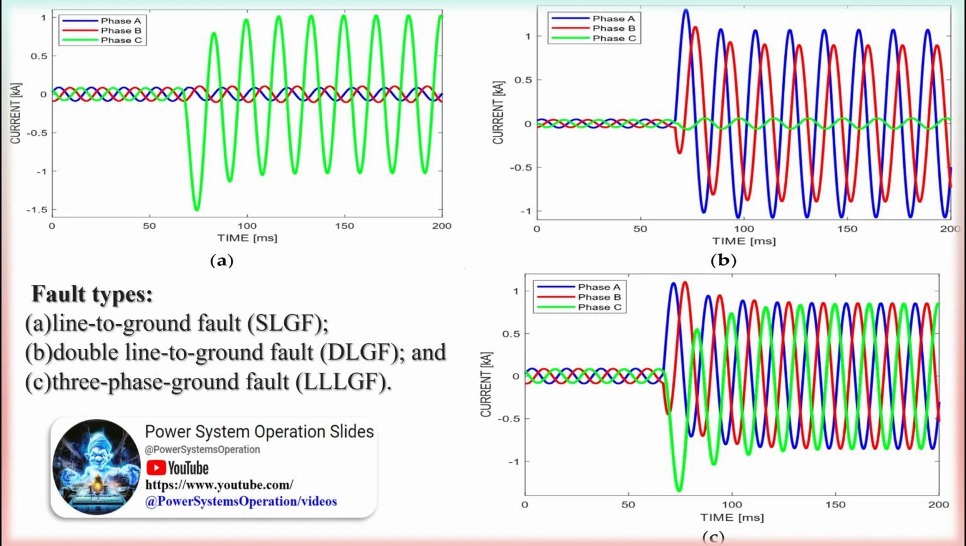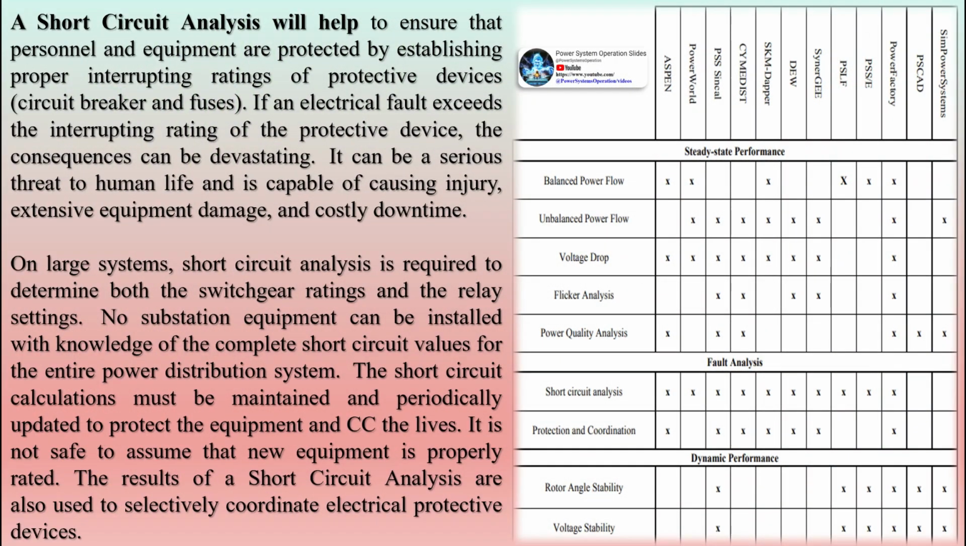Final report. A detailed report will describe the scope of the study, all assumptions, the origin of the data, the methods used for calculating the currents, the tabulated results, and recommendations for corrective actions, and is published at the conclusion of the study. Commercial software comparisons. ASPEN, Advanced Systems for Power Engineering.